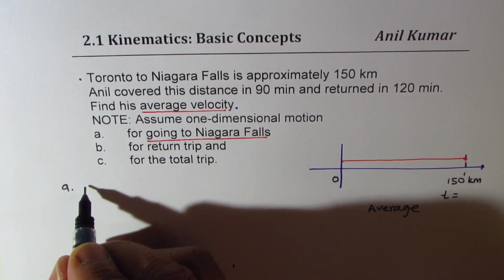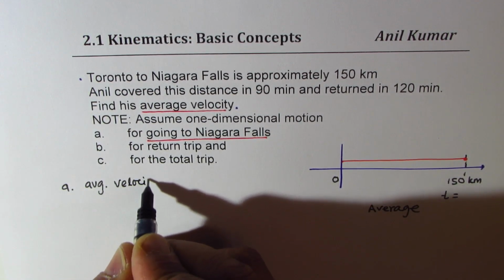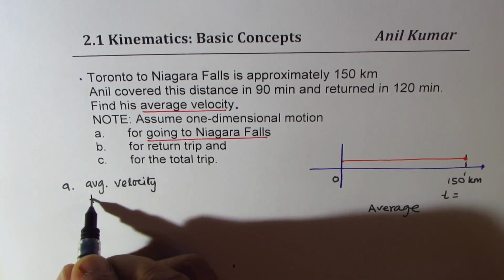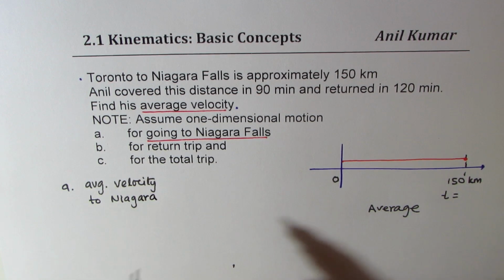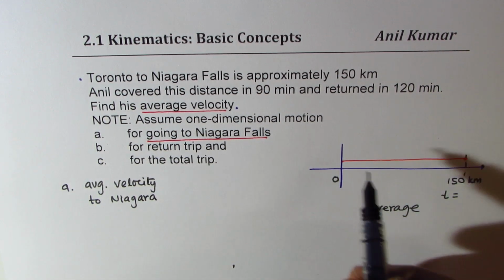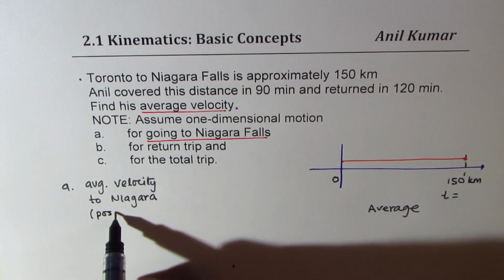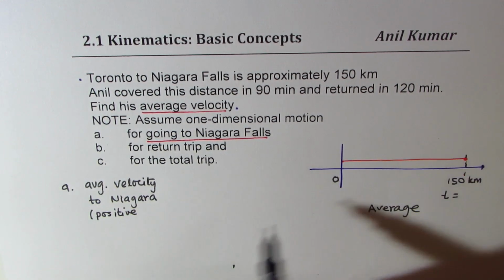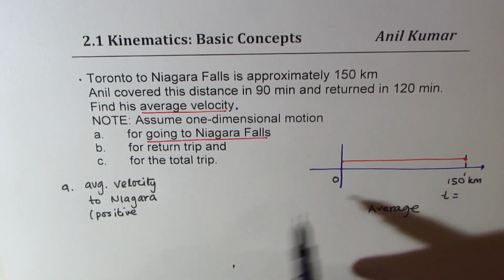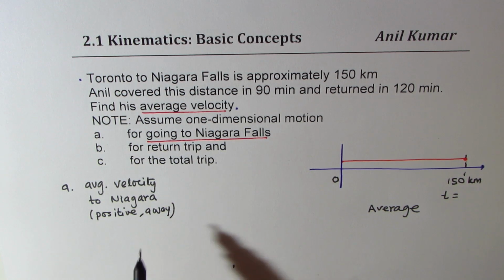A, we will find average velocity to Niagara. Now, since it is going away, we'll treat this as positive. So it is treated as positive, as from the starting point, it is increasing. Do you see that? Away. So that is another nomenclature.